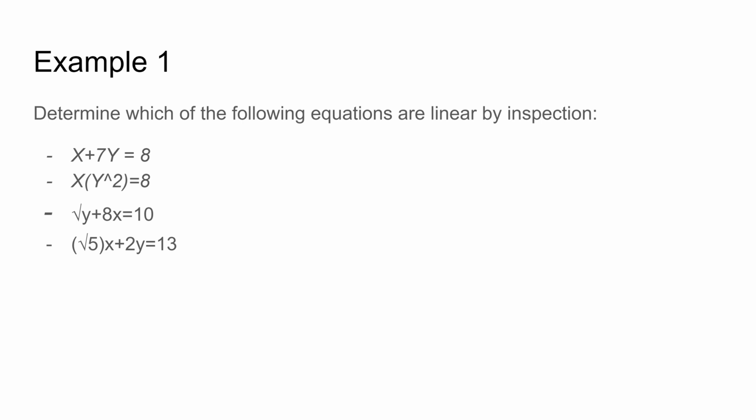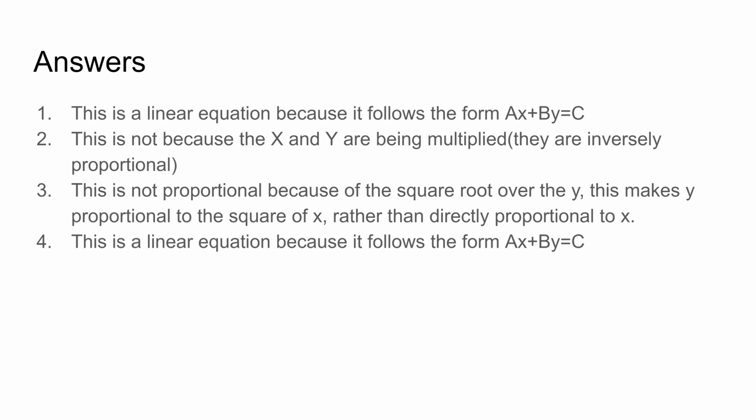So you see how that works? Basically, it's pretty easy to tell. If you see a square or square root, it's probably not going to be linear unless there's some trick where it simplifies down. Now the last equation is linear because the square root of 5 is still a non-zero constant and it's being multiplied by x, so we can write it as ax plus by equals c. It's in that form. Here are the answers.